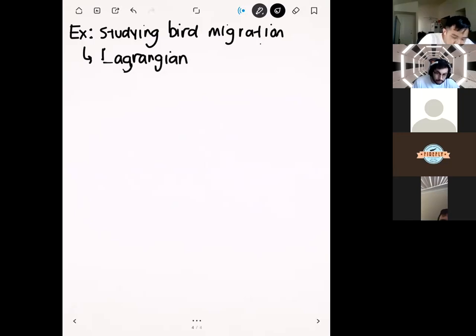In the Lagrangian approach, you would capture a set amount of birds, maybe 20 or 30 birds, place a tracking device on the birds, and then see where the birds are going as a function of time.